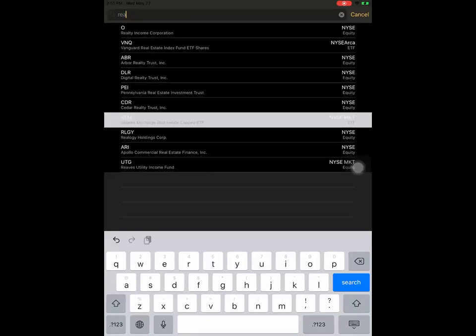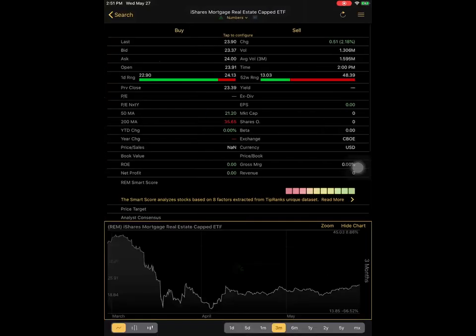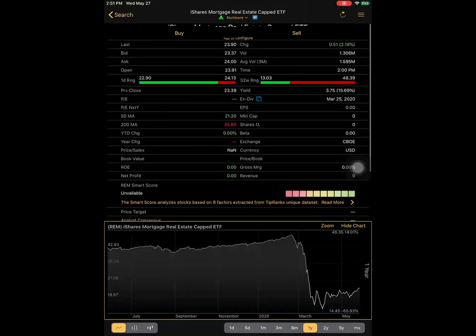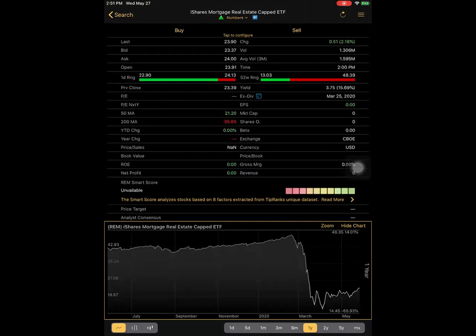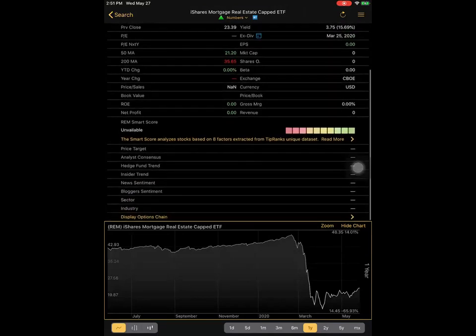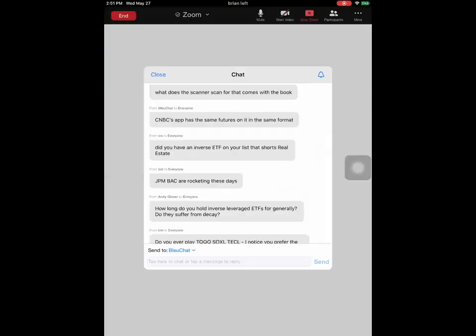Real estate. So here's REM. This is long real estate. Wow, interesting. You may have found something here, but I would assume that REM, it doesn't have to have a sister trade that's opposite, but I would just type it into Google and find it. Let me check the questions here.